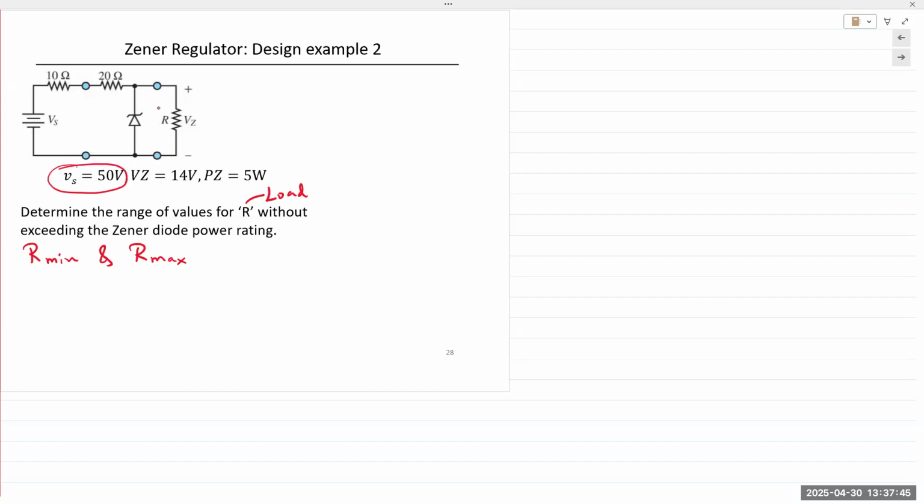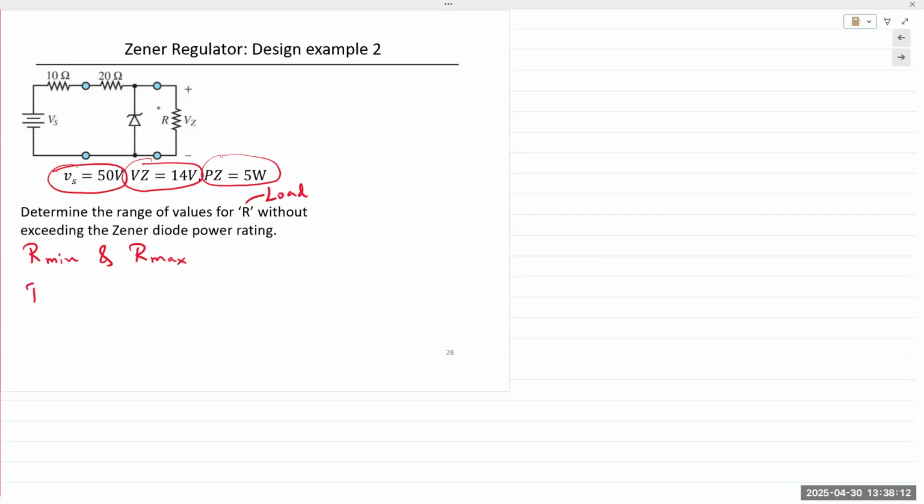Vs is constant at 50 volts. Vz is constant at 14 volts. Maximum power dissipation for the Zener diode is given as 5 watts. Series resistance is 20 ohms. There's also a 10 ohm resistor just to indicate resistance of the power supply. Typically, power supplies will not have this higher resistance, but for our analysis purposes, it does not actually matter.